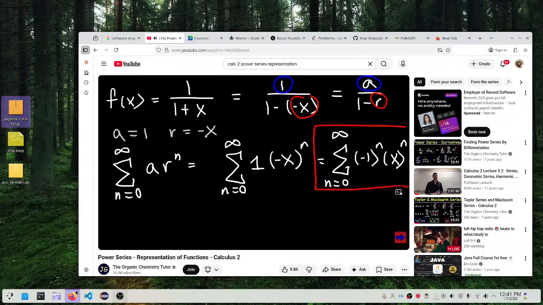Now, there's still a few more things that we need to do. The next thing is we need to find the interval of convergence. So how can we go about doing that?